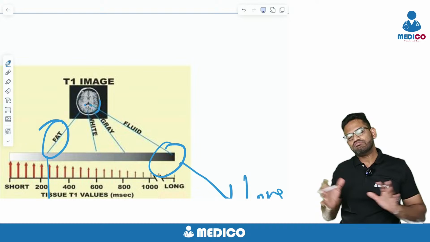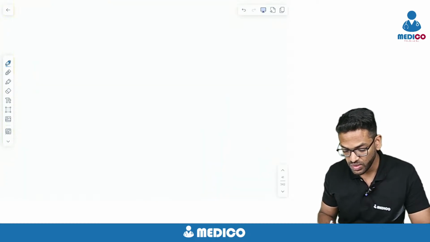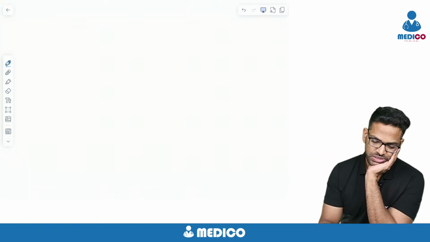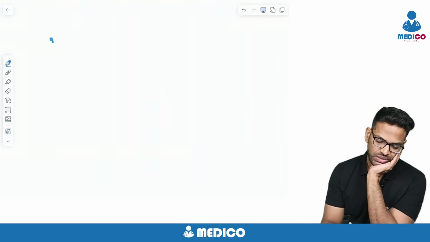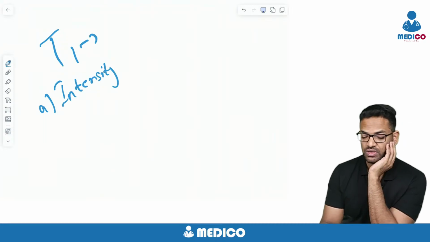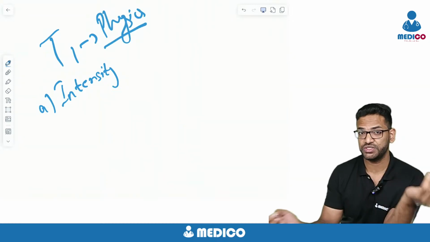So I talked about T1; T2 is also something similar. Okay. Now, what are the MCQs they can derive from this concept? They can ask a question like, what is the meaning of T1? Or they can ask what is the physics behind T1? What do you measure as T1?